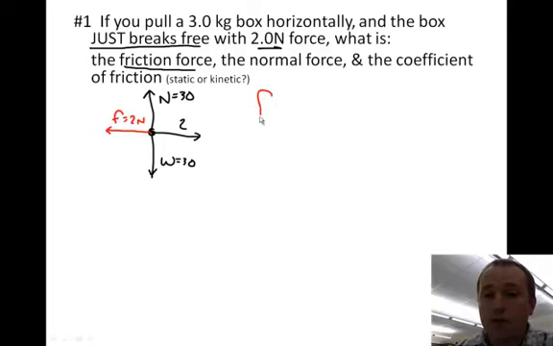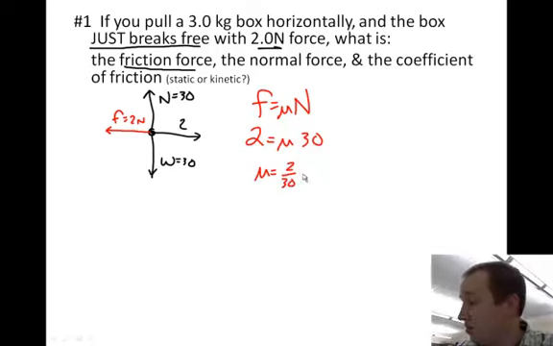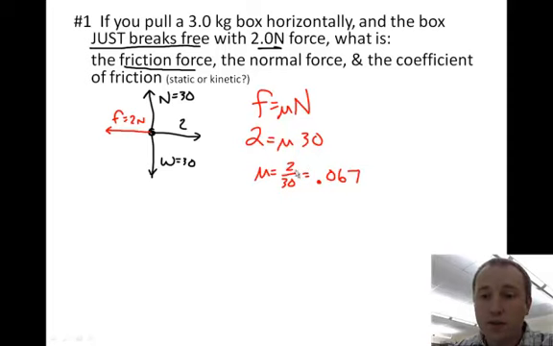Friction is mu times normal. 2 equals mu times 30. Solve for mu, I get 2/30ths, which is a very small number, 0.067. There's no units because this is newtons over newtons, and it cancels, meaning I can have pounds, I can have any unit of force.